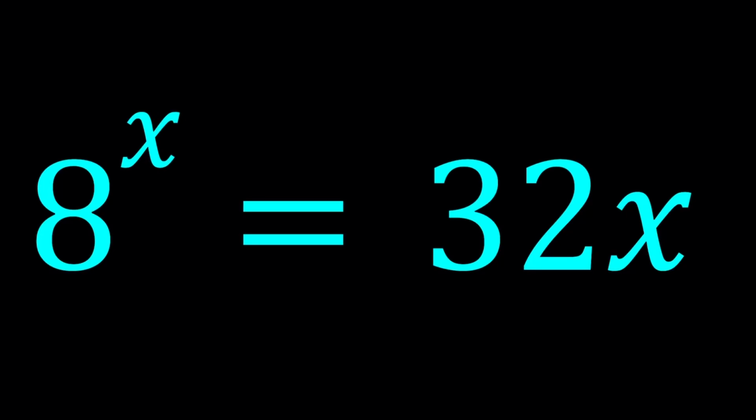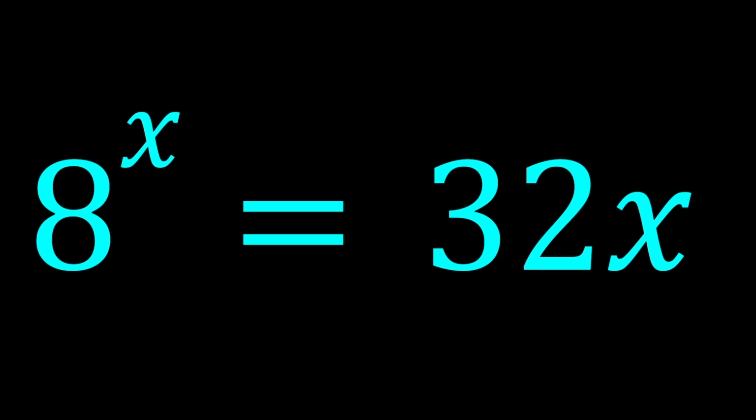Everyone, in this video we're going to be solving a non-standard equation. We have 8 to the power x equals 32x, and we're going to be solving for x values. I'm going to manipulate this equation a little bit, and then we're going to use a special type of function. I'm also going to talk about the graph, and I'll show you some stuff.